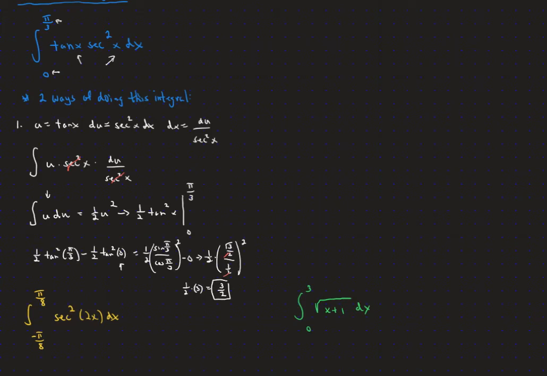So that's method 1. Now I'm going to come back and I'm going to do the same integral, but I'm going to do it a second way. Now it's going to be different in two respects. I'm going to pick a different u for the substitution, but more importantly than that, I'm going to deal with the limits on this definite integral in a different manner.